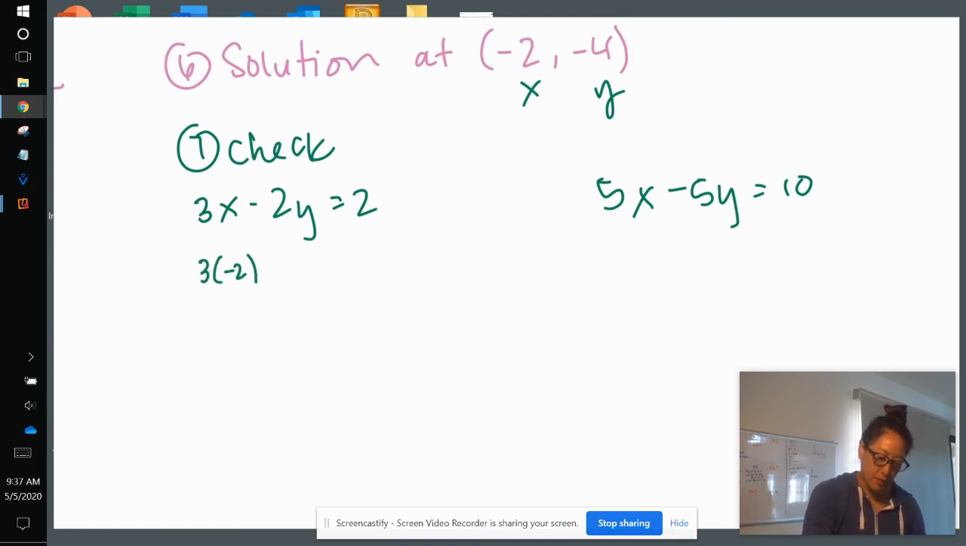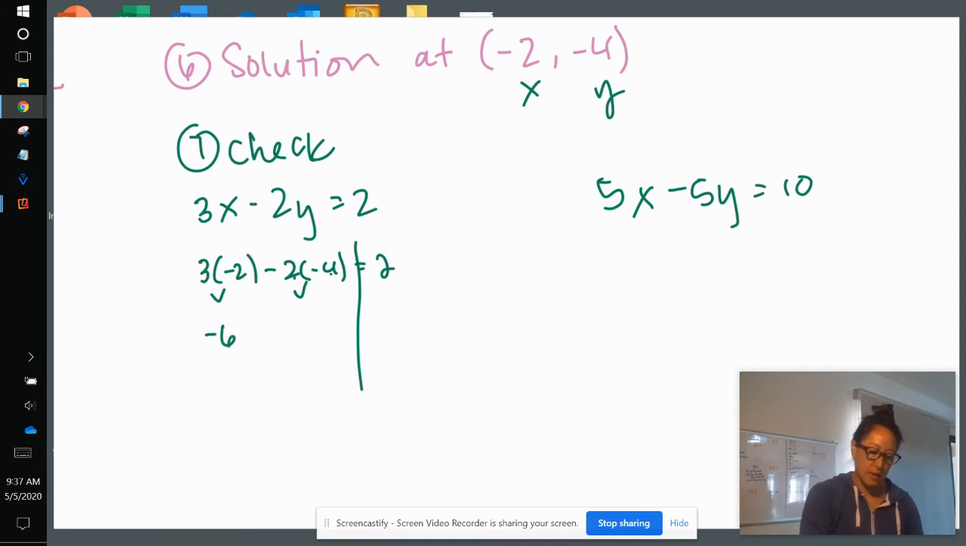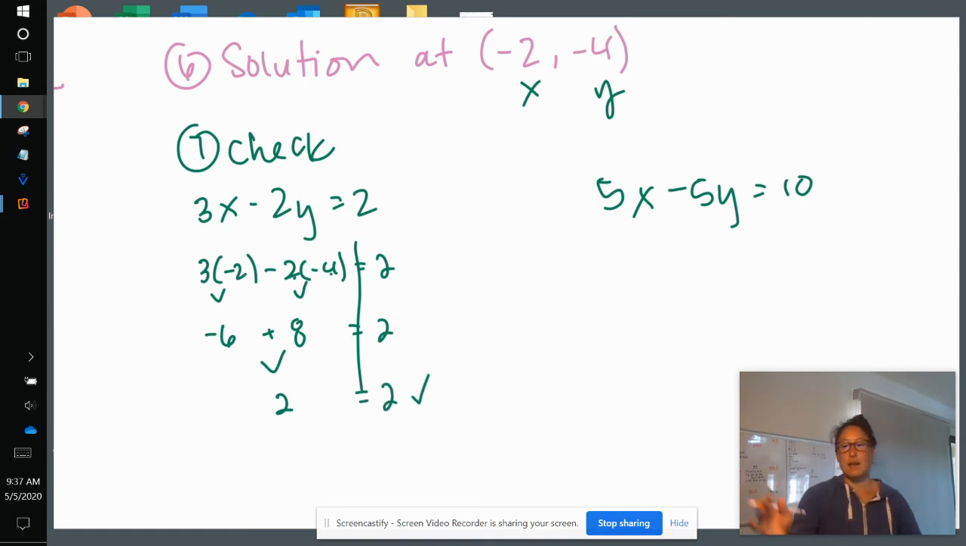3 times negative 2 minus 2 times negative 4 is equal to 2. Okay, we're going to go ahead and multiply. 3 times negative 2 gives me negative 6. Negative 2 times negative 4 gives me a positive 8, and that should equal 2. When I simplify negative 6 plus 8, that gives me 2. And look at that, it equals 2.